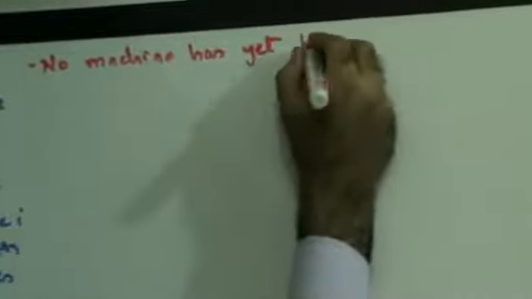So you can say that no machine has yet been made with efficiency unity. I do not have a machinery with efficiency unity, right?